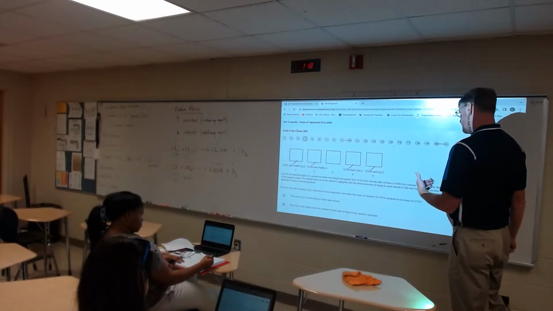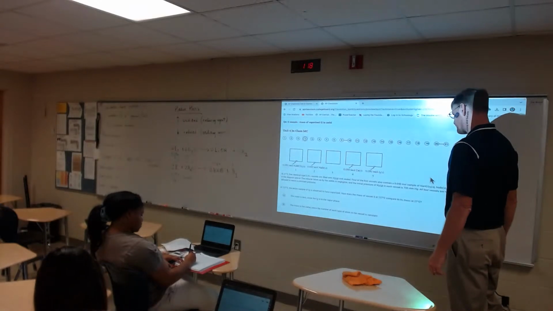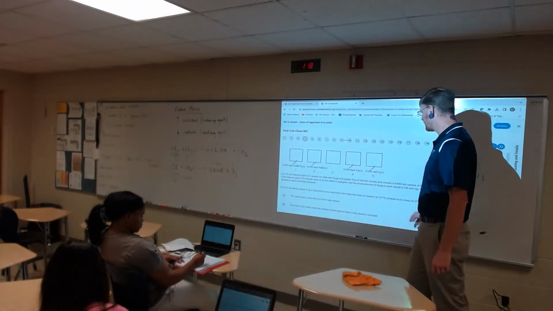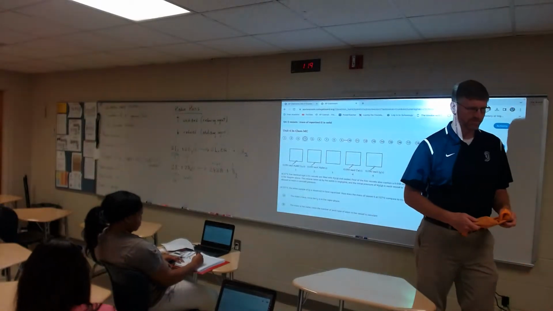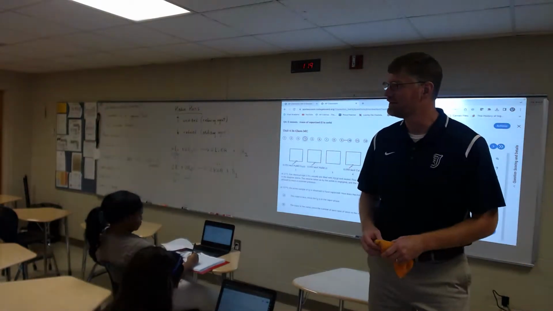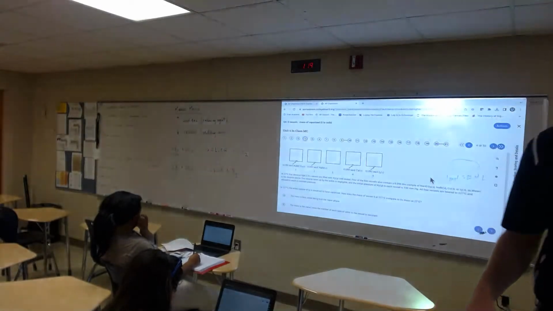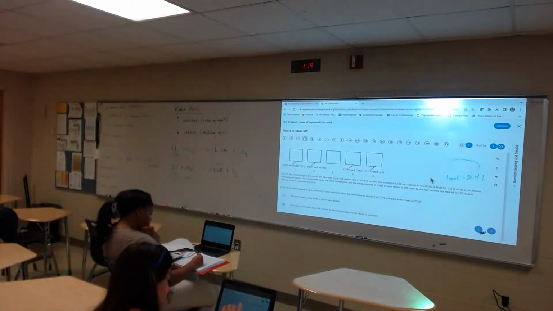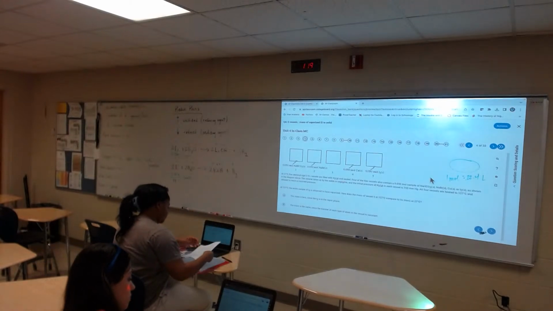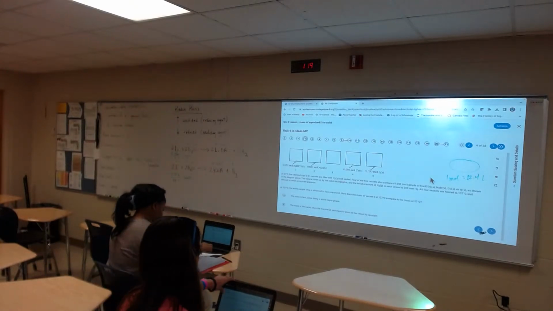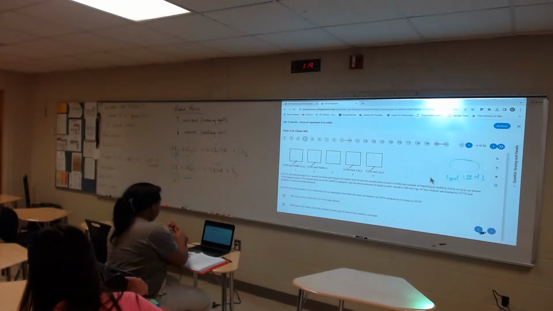Mass would be the same. It's asking what's the difference in mass after you heat it up, and the mass would be the same. Heating something up doesn't change it. Do you weigh more in the summer than you do in the winter?